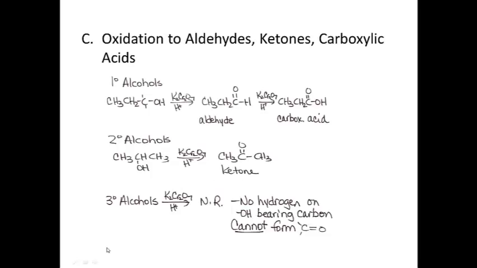Another of the really important reactions of alcohols has to do with oxidation to aldehydes, ketones, and carboxylic acids. And this, again, is another pretty important kind of reaction. It depends on the degree of the alcohol. Primary alcohols, in this first line, oxidize quite readily using permanganate or potassium dichromate in the presence of an acid catalyst to form aldehydes. This is oxidation because we have lost a hydrogen and we've gained a double bond on this oxygen.